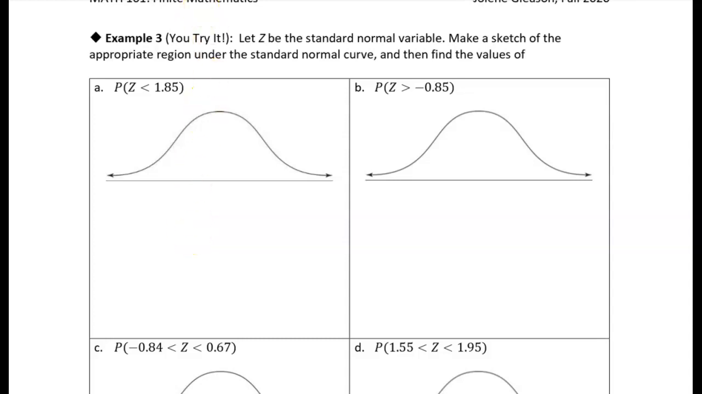All right, so hopefully you've given this one a try. This example is identical to example 2. I just wanted to give you some practice here on these. So let's go through these. First one.